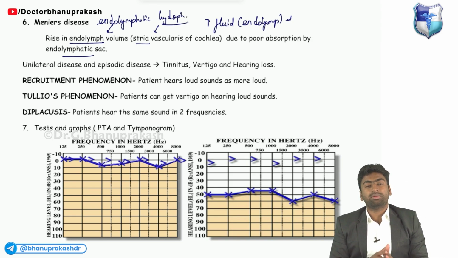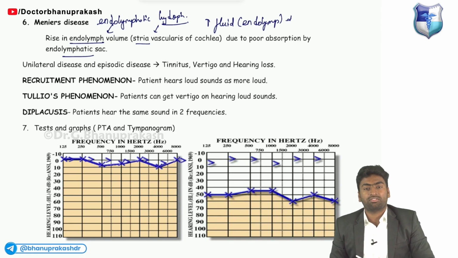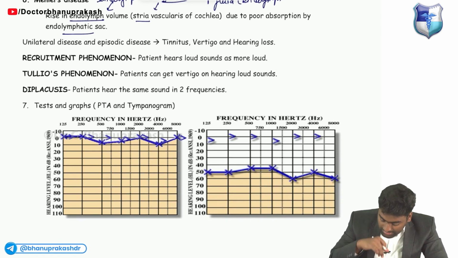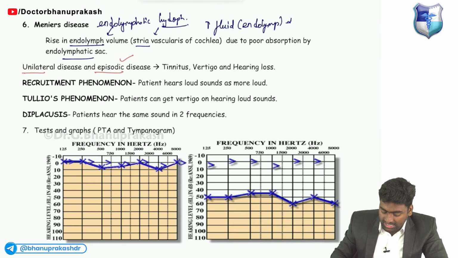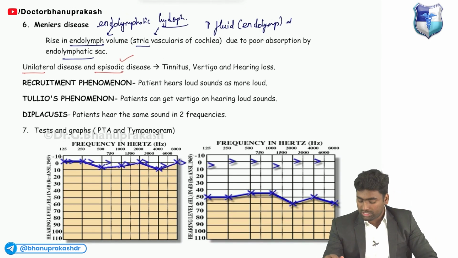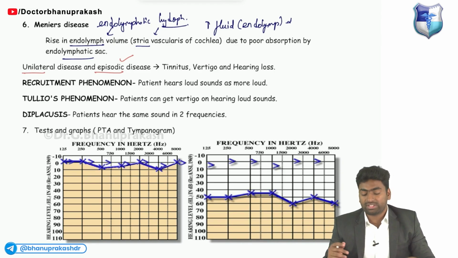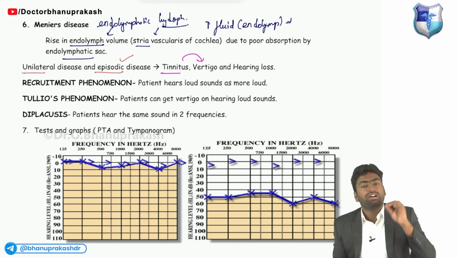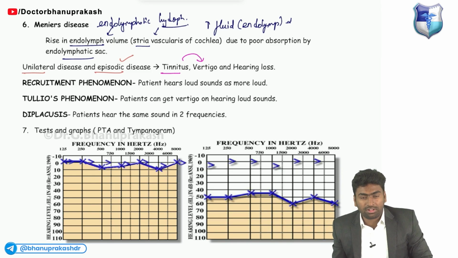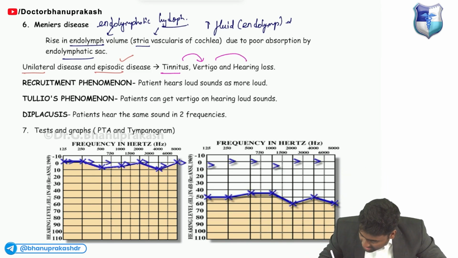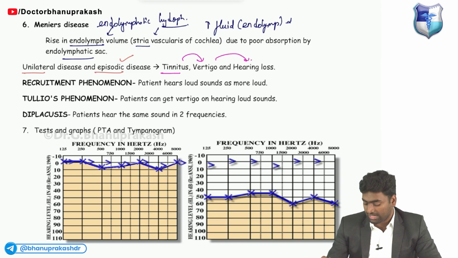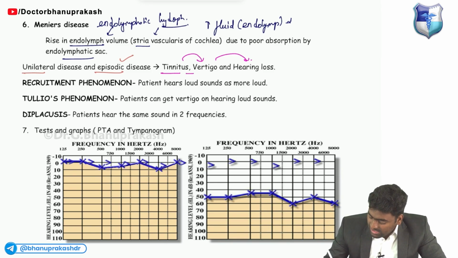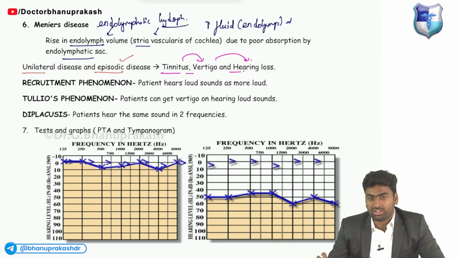Here the vertigo will usually be more than in BPPV. This is usually unilateral and episodic in nature. It will have these peculiar features. Initially there will be tinnitus, ringing of the ears, followed by vertigo, and it will be relieved by hearing loss. So remember, it is tinnitus, vertigo, and hearing loss.